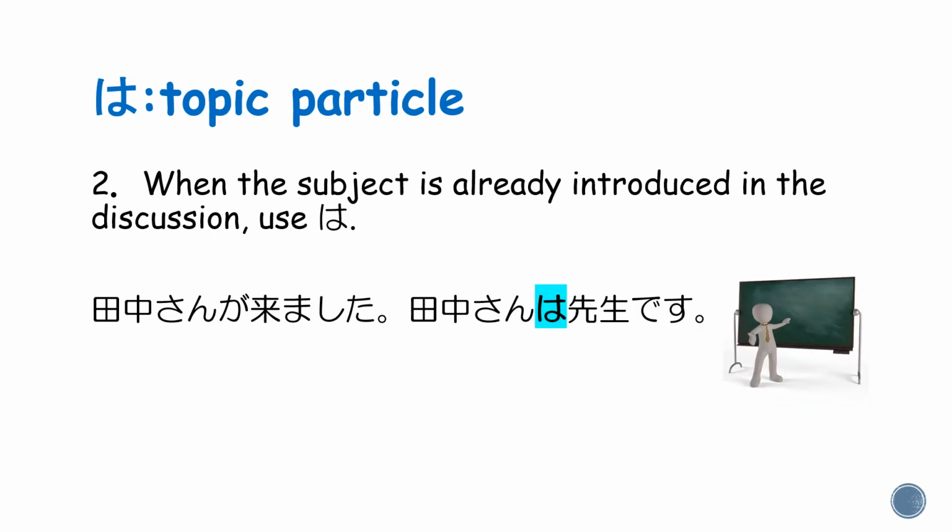Second rule, when the subject is already introduced in the discussion, use wa. 田中さんが来ました. 田中さんは先生です. As you can see in this example, Tanaka-san is introduced in the first sentence. So Tanaka-san in the second sentence should be marked with wa. I will explain it later, but when you introduce the subject for the first time, we use ga. So Tanaka-san in the first sentence is marked with ga.